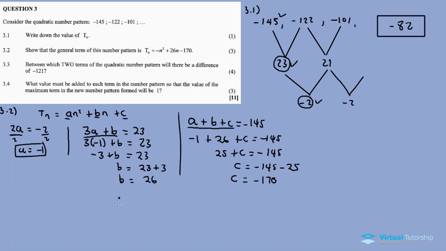C is equal to -170. Therefore, Tn is equal to a sim calculate as -1, so it's -n squared. B sim calculate as 26, so it's plus 26n. C it was -170. So therefore, logu kuyafana na logu. We just proved or shown that the general term of this number pattern is that.